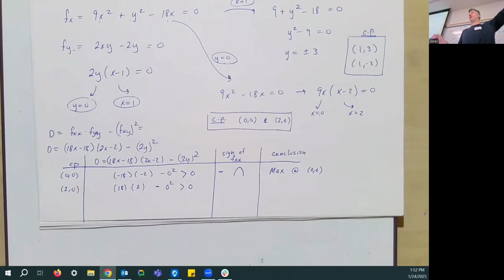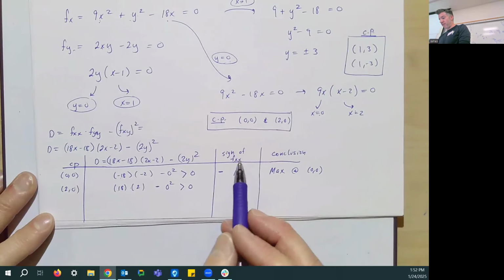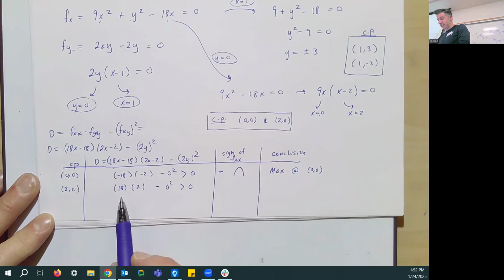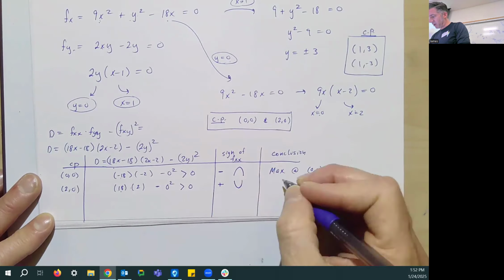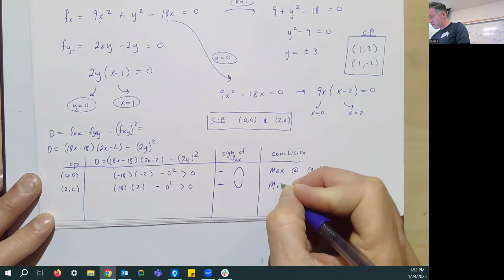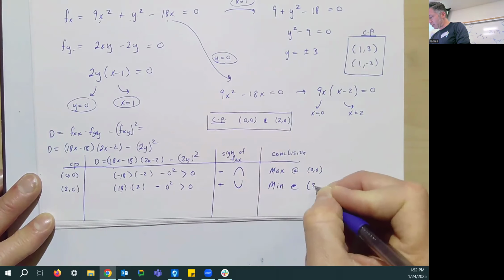It's kind of like back in the day when we had limits that were 0 over 0. Yeah, that was an indeterminate form, but what it really meant for us is we had to do more work or more inspection. So here, the sign of fxx is positive. It's again a good reason not to multiply this out. I can still see that, oh yeah, there's my fxx right there. So fxx is positive, meaning we are concave up, meaning we have a minimum at 2, 0.